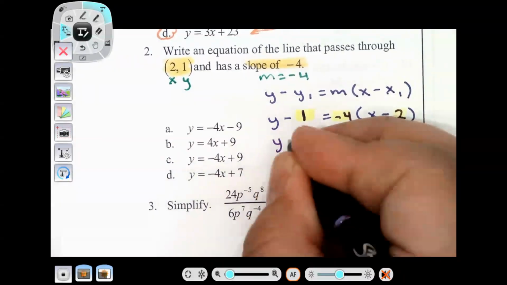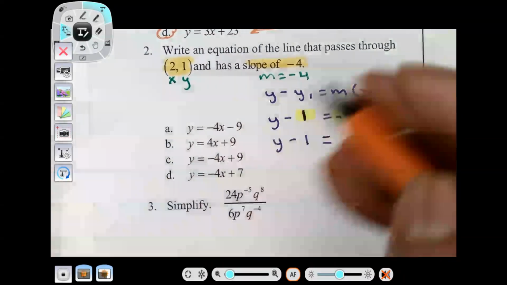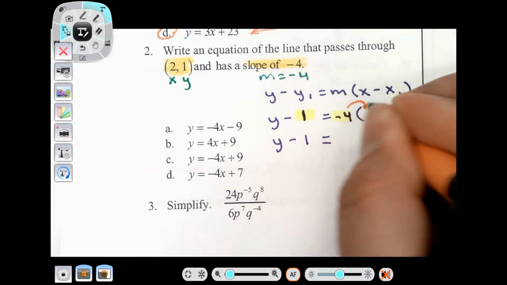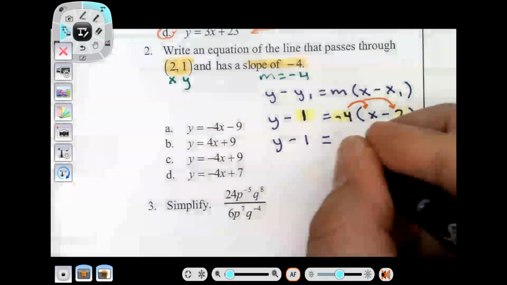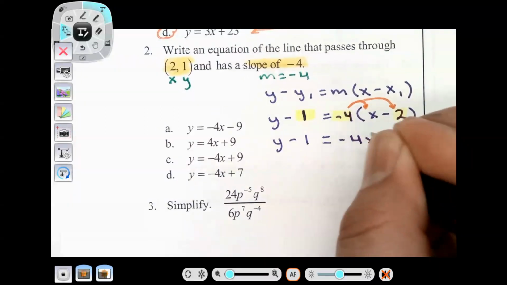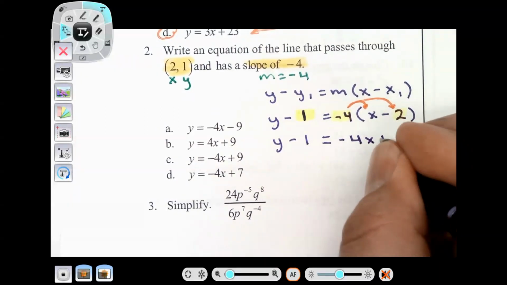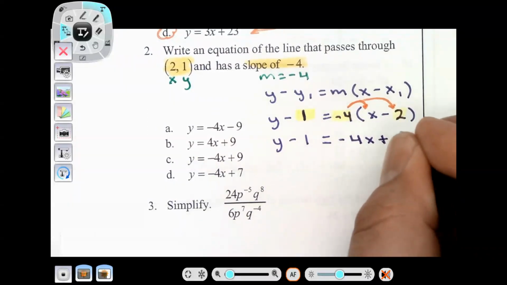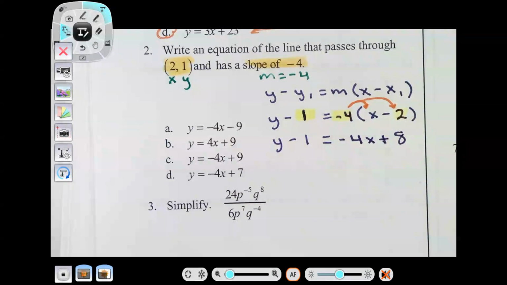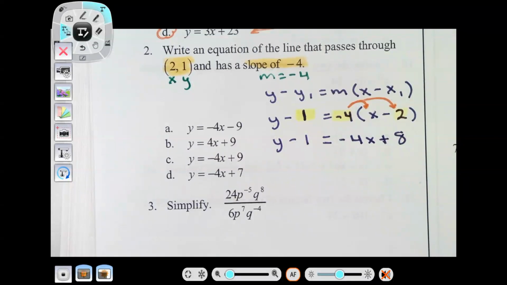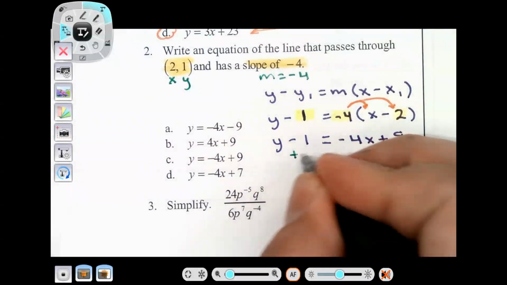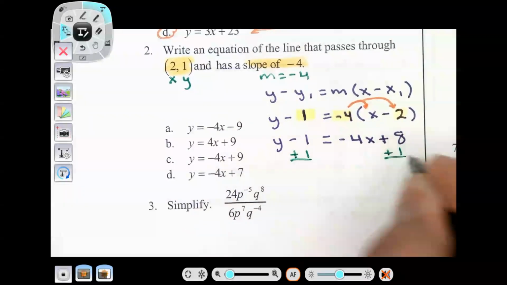So it says y minus 1 is equal to, and then here comes the distribution that we always take care of next, because that's what parentheses tell us. So I end up with a -4x. Negative times a negative is a positive. 4 times 2 is 8. All right, well, there's only one last step, and that's to get the y by itself. And as always, to get the y by itself, we do the opposite operation. So we add a 1 to both sides.